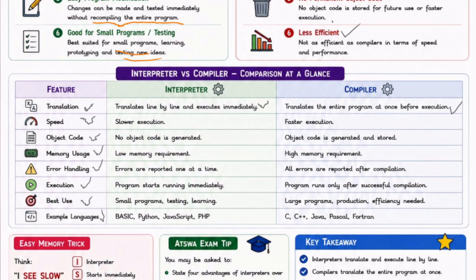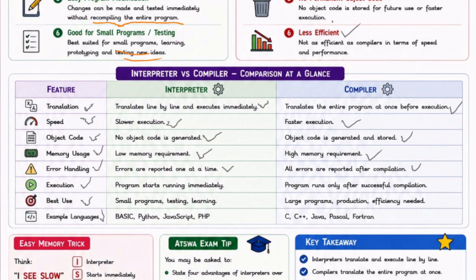Speed: interpreter is slower, while compiler is faster. Object code: no object code is generated for interpreter. Object code is generated and stored for compiler. Memory usage: low memory usage by interpreter, high memory requirement by compiler. Error handling: errors are reported one at a time for interpreter, while all errors are reported after compilation for compiler.